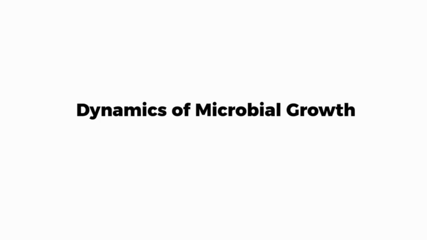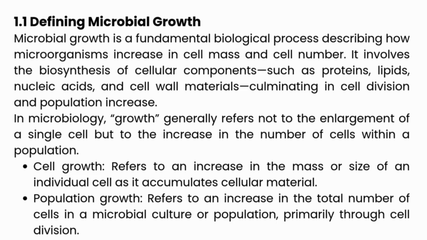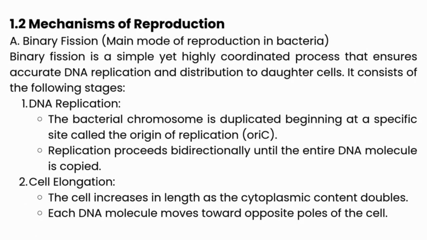In this session, we will be learning about the dynamics of microbial growth. Microbial growth is a fundamental biological process describing how microorganisms increase in cell mass and cell number. It involves the biosynthesis of cellular components such as proteins, lipids, and cell wall materials, culminating in cell division and population increase. Cell growth refers to an increase in the mass or size of an individual cell as it accumulates cellular material. Population growth refers to an increase in the total number of cells in a microbial culture or population, primarily through cell division.